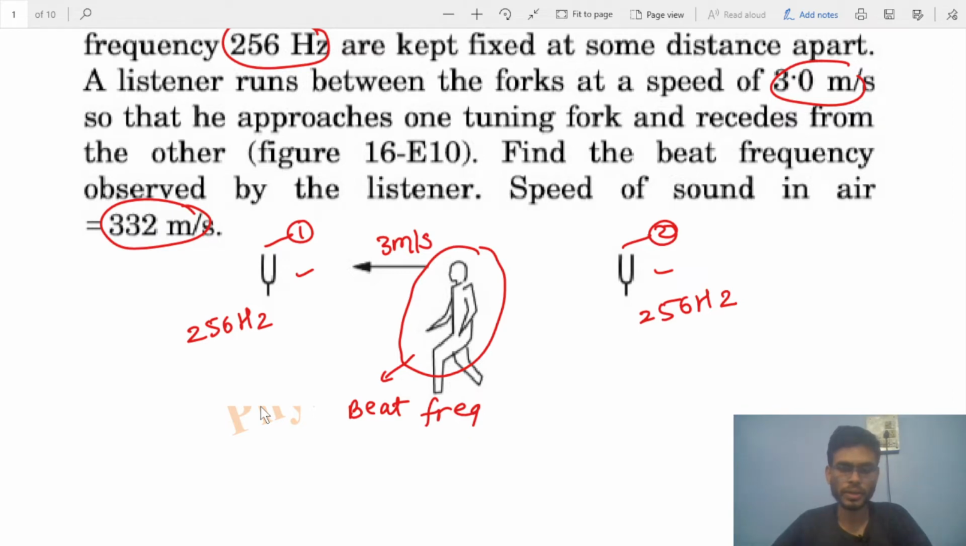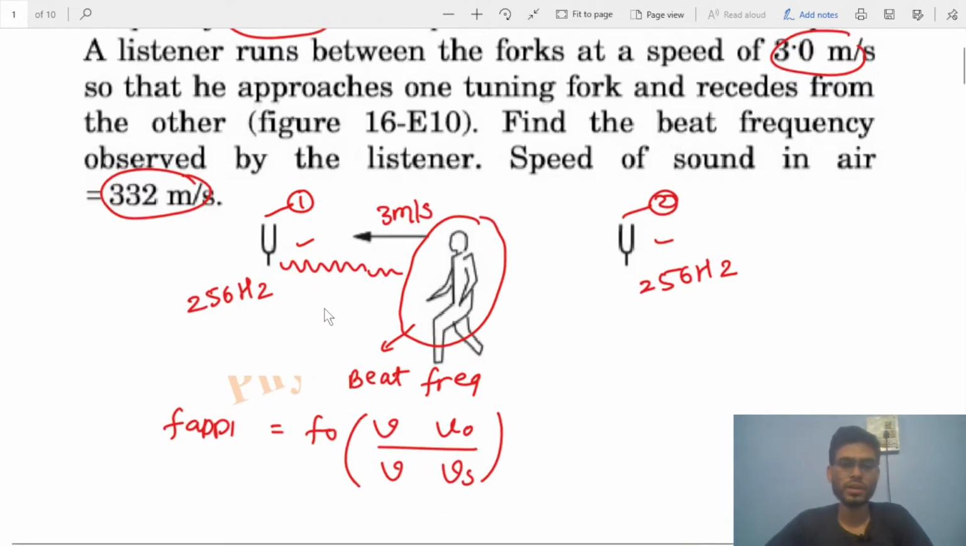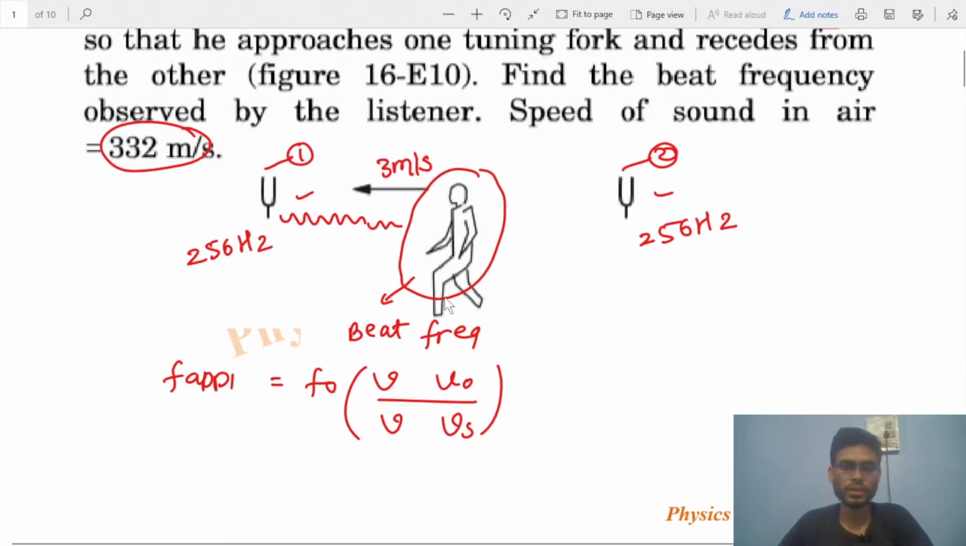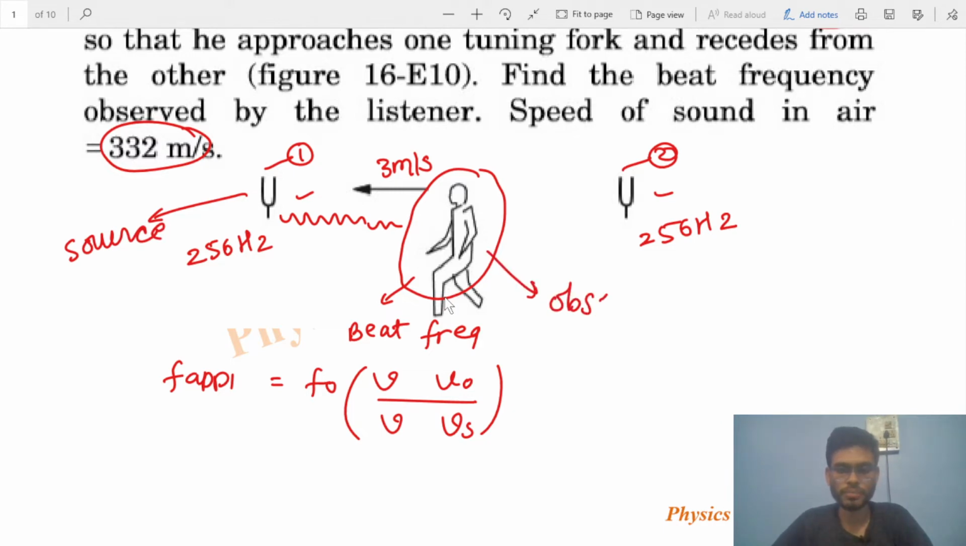What will be the apparent frequency for this listener from tuning fork 1? ट्यूनिंग फॉर्क 1 से जो साउंड आएगा उसका अपेरेंट फ्रीक्वेंसी कितना होगा इस लिसनर के लिए. You can find out by using Doppler's effect, right? Let's say f apparent 1, that will be f naught (v plus vo) divided by (v and vs). Okay, now just put the values. अभी सोर्स कौन है? This tuning fork is your source and this listener is your observer, right?